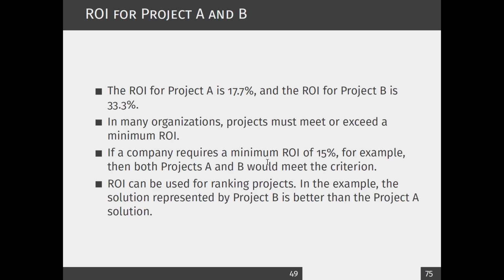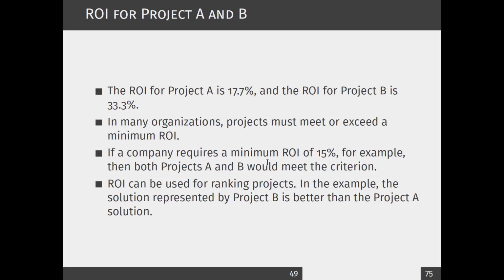In many places, it says the project must meet or exceed the minimum ROI. And if you have a company with a minimum ROI of 15, then we can talk about both A and B. Because the minimum is 15, A is 17.7 and B is 33.3. So both could be considered.